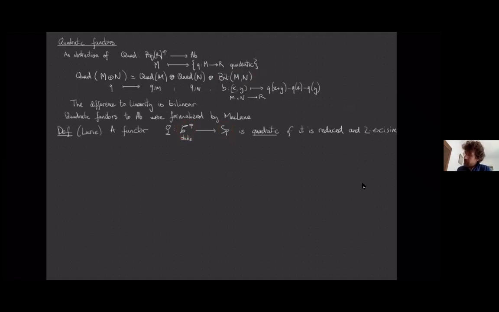First of all, you want your functor to be reduced, and then you want it to be 2-excisive. This comes from Goodwillie calculus, but if you don't want to go into that concretely, it means that first of all, your quadratic functor is reduced, it sends 0 to 0. Then naturally, by functoriality, you can split off these summands, and the remaining thing has to be exact in both variables. So this is a spectrum.